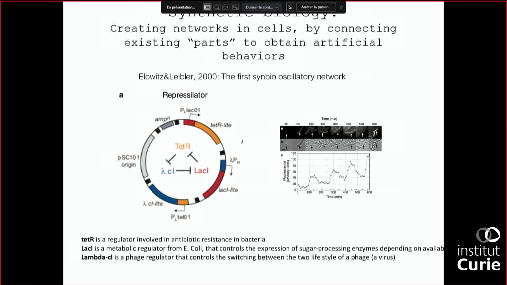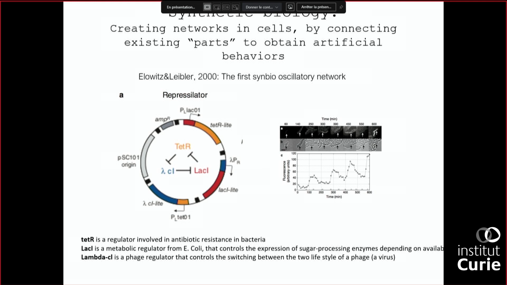And the third one comes from a virus, a phage, and it controls the switching between two lifestyles of this particular virus, lytic and lysogenic. So these parts have nothing to do with the end function. Just by connecting these parts into the proper architecture, then indeed you can obtain the desired function, which was represented here.